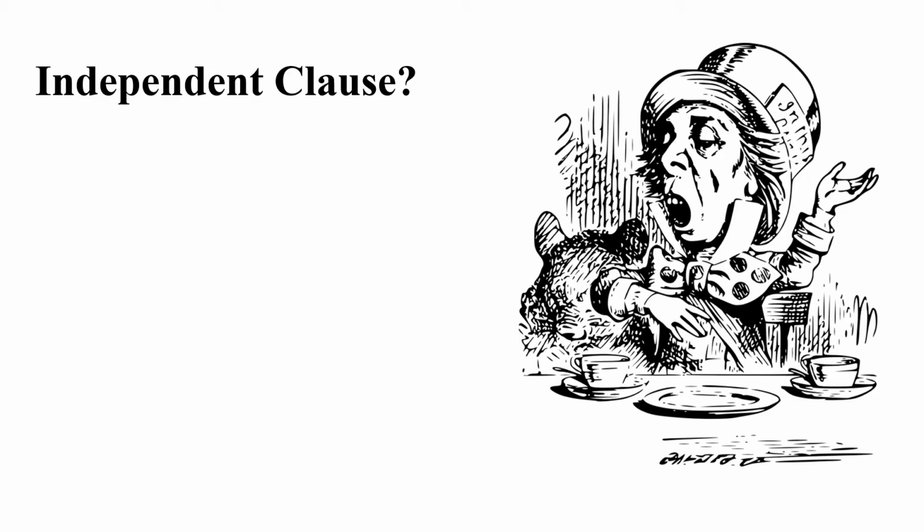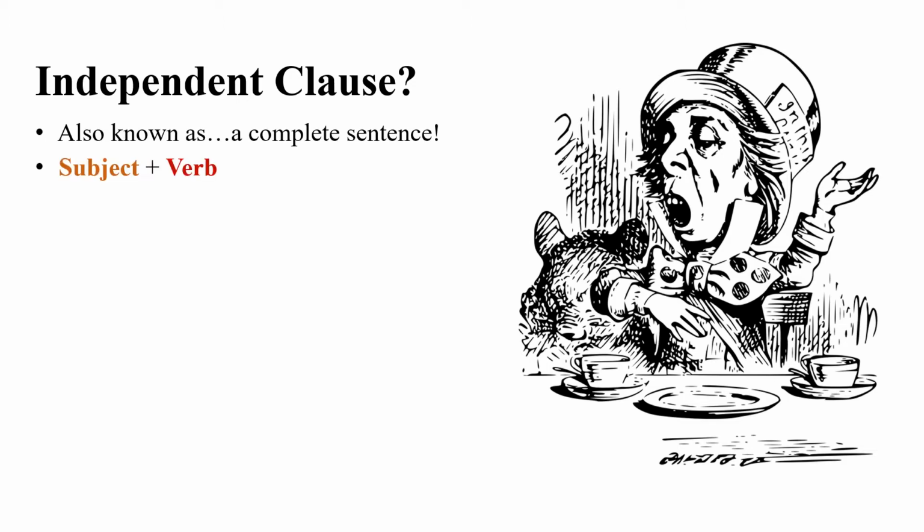So before we get into the first rule of semicolon use, we should review what is an independent clause. Take a moment and think to yourself, do you remember what an independent clause is? If you said a complete sentence, you were right. A complete sentence always has to have a subject and a verb. Here's an example of a complete sentence or an independent clause. The Mad Hatter prefers tea over coffee. The Mad Hatter is our subject, and prefers is what he does, the verb.